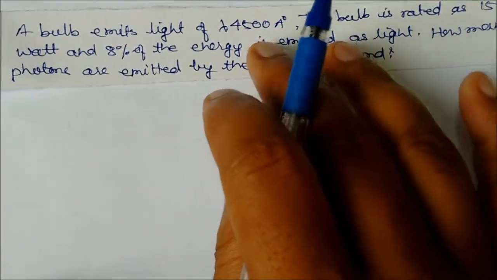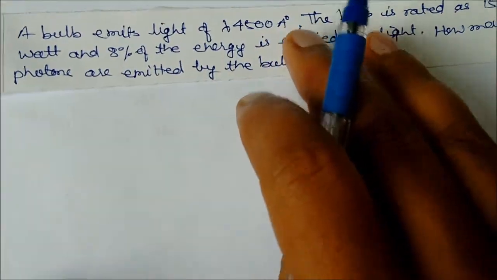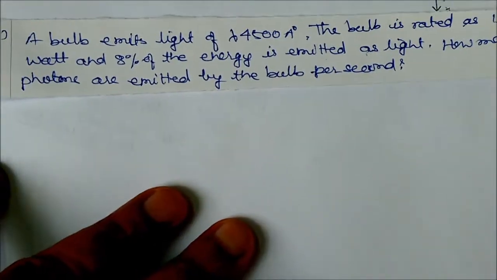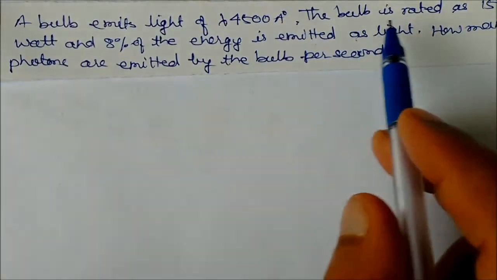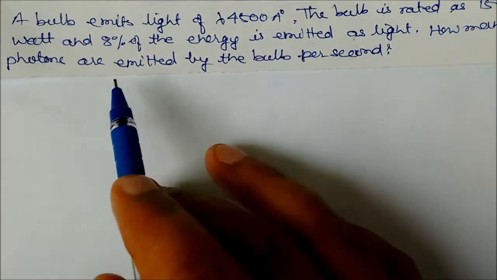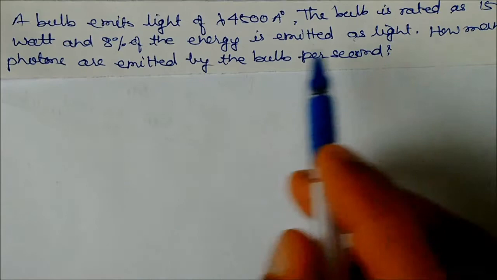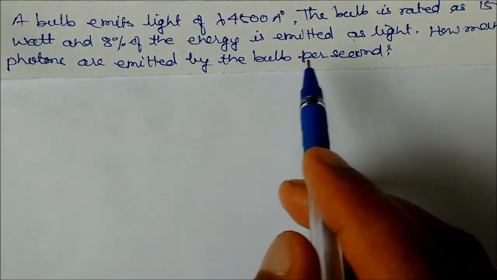Now see, a bulb emits light of 4500 angstrom. The bulb is rated as 150 watt, and 8% of the energy emitted is light. How many photons are emitted by the bulb per second?